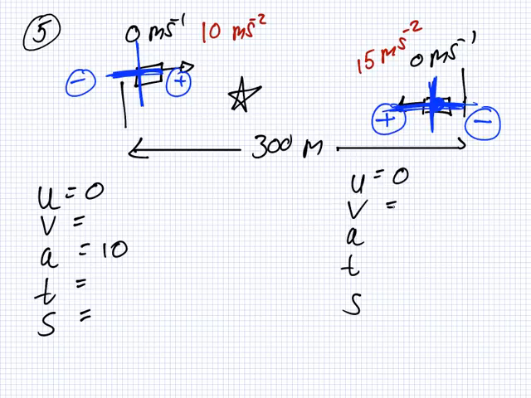V, we don't know. A, 15. T, we don't know. And S, we don't know. Bit of a problem, because remember, what did I say? How much do you need to know?